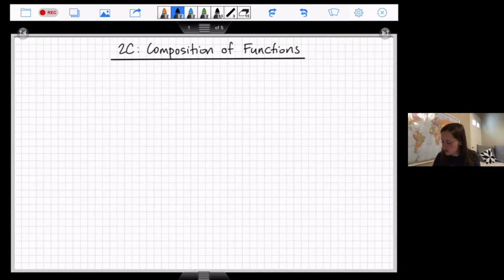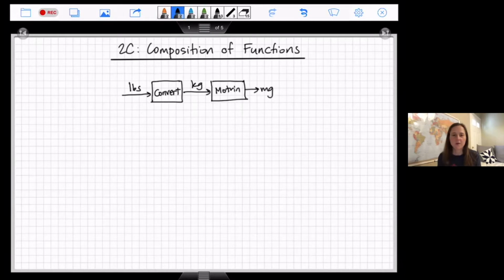Right. So she was taking my 30 pounds and she was putting it through this conversion formula that would give her kilograms. And then she was taking those kilograms and plugging them into a Motrin function that gave her milligrams. All right, so another way to think about what she was doing, she was taking her kilogram function and plugging in 30 pounds, and then she was taking that whole answer and plugging it into the Motrin milligram function. Okay, so that whole K of 30 is inside the big parentheses for the M function.